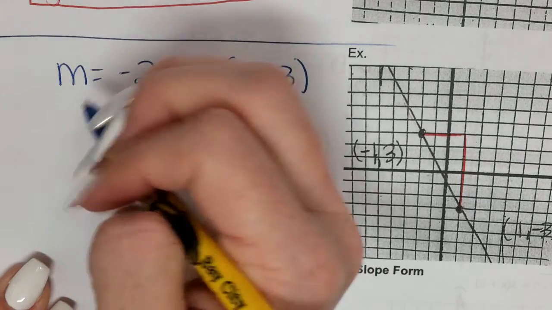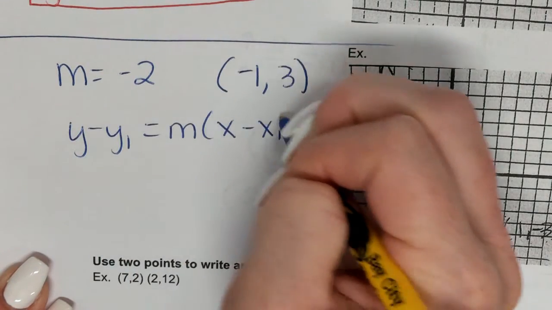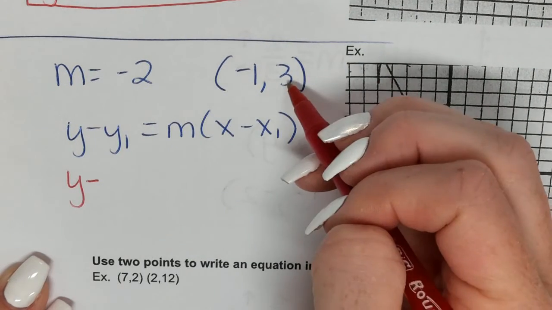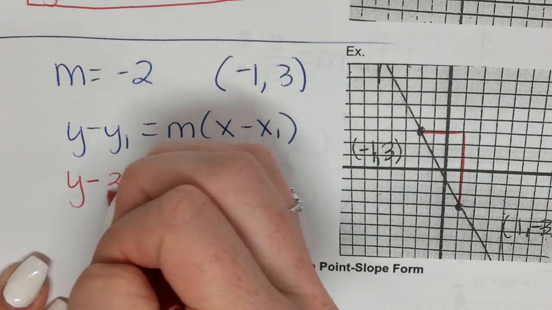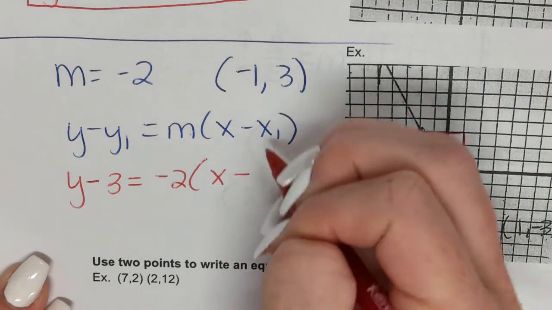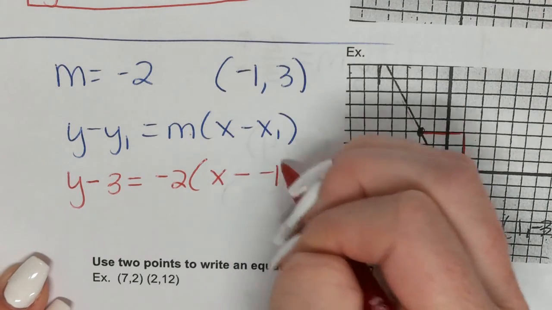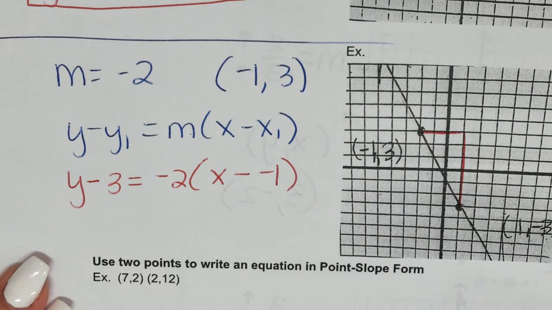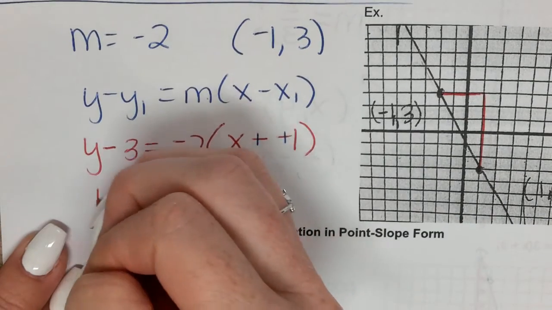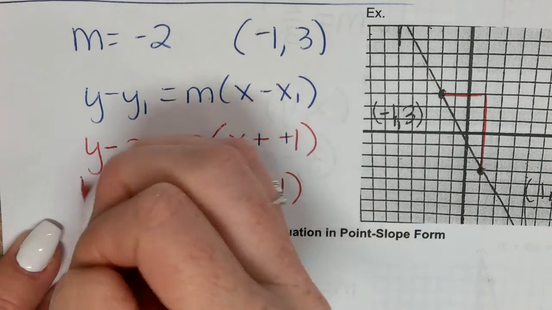All right, I'm going to plug into y minus y1 equals m, open parentheses, x minus x1. So I have y minus, what is y1? 3. Equals, what's my m? x minus, what's my x1? Is that good, or do I need to clean it up? I got to clean this up. I can't have double negatives. So my final answer is y minus 3 equals negative 2 times (x plus 1).